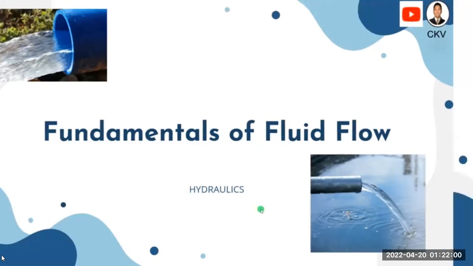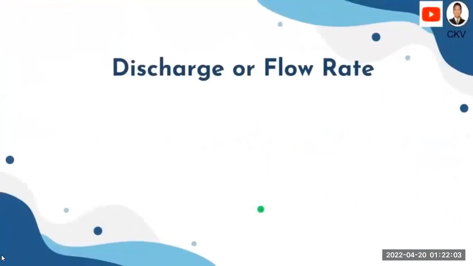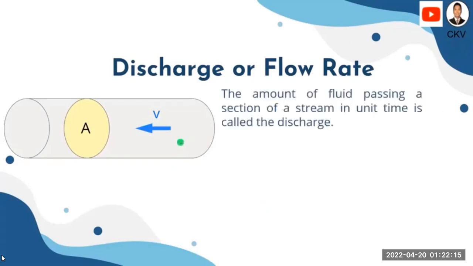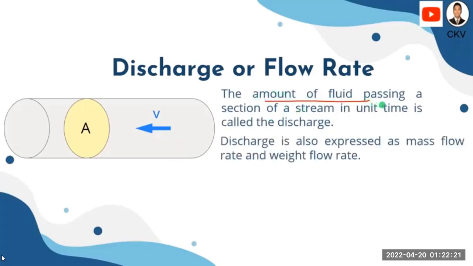So let's start. So let's define discharge, or also called as flow rate. Let's say we have here a pipe where fluid is traveling inside that pipe. We define the discharge or the flow rate as the amount of fluid passing through a section of a stream in unit time. So let's say this is your section of the pipe. So the amount of fluid that is passing through that section, which is the volume of that fluid per unit time, which is the time.